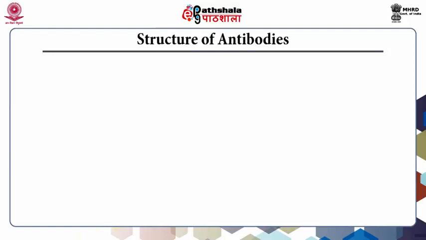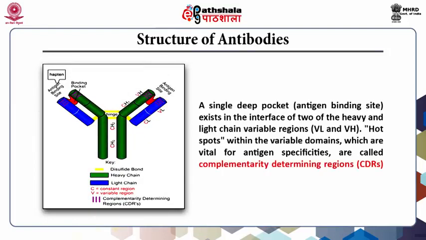Coming to the structure of antibodies, these antibodies have a single deep pocket which is called an antigen binding site, which exists in the interface of the heavy and light chain variable regions. The hotspots within the variable domains, which are vital for the antigen specificities, are called complementarity determining regions or CDRs.